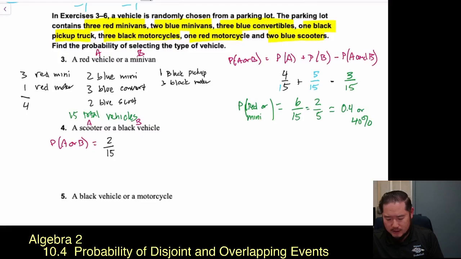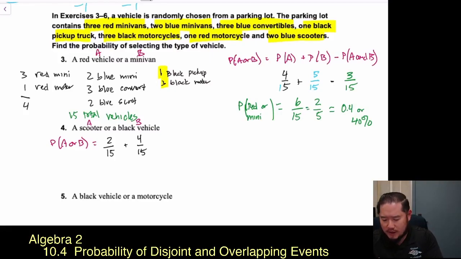And then let's go ahead and figure out, well, how many black vehicles are in this lot? And there is a total of 4 if we take a look at everything that is right here. 1 black pickup, 1 black motorcycle. So that would be the second event. So we'll put 4 out of 15.